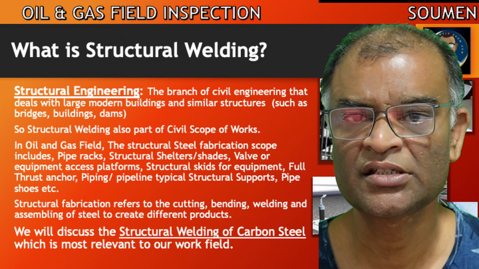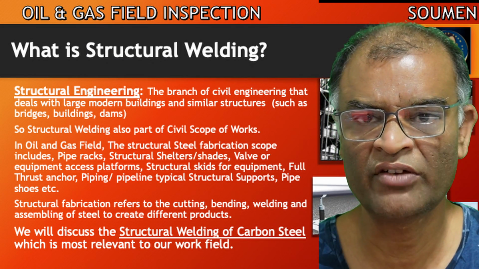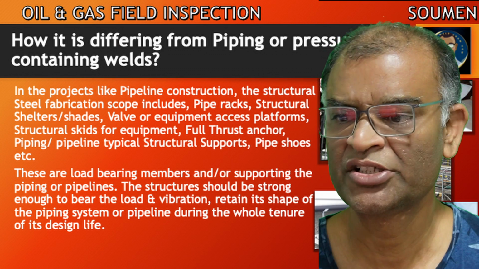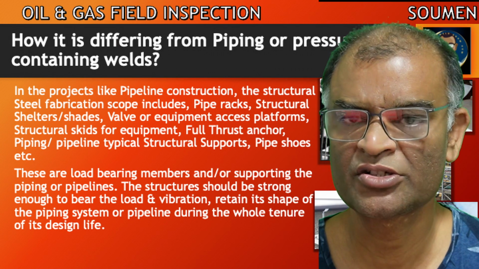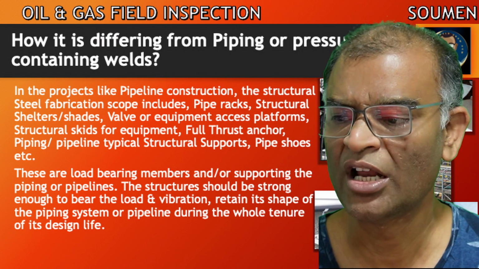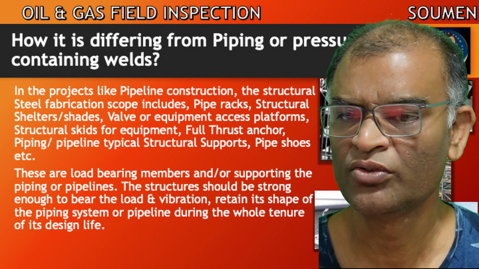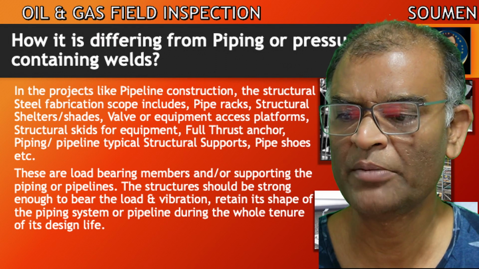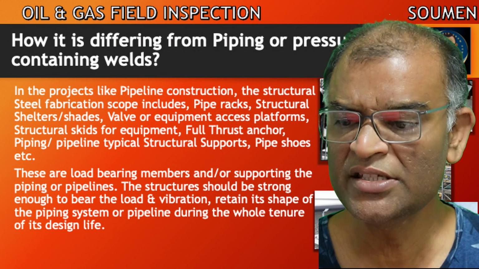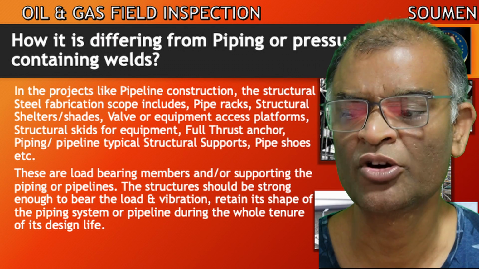We will discuss the structural welding of carbon steel, which is most relevant to our field. In projects like pipeline construction, the structural steel fabrication scope includes pipe racks, structural shelters or shades, valve or equipment access platforms, structural skids for equipment, full thrust anchors, piping or pipeline typical structural supports, pipe shoes, etc. These are load-bearing members supporting the piping or pipelines.